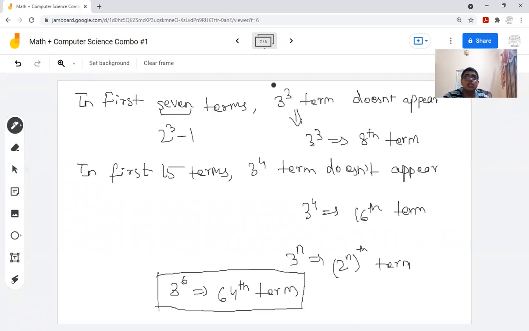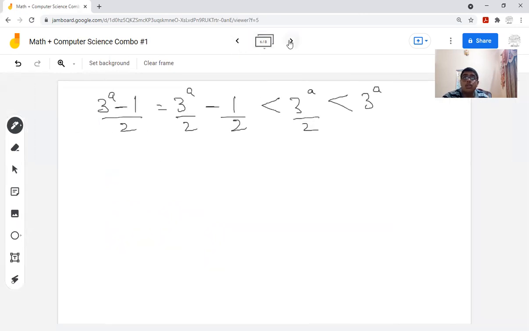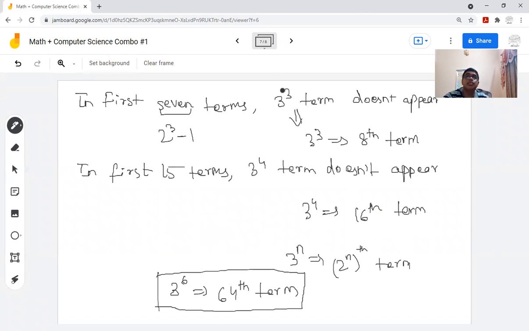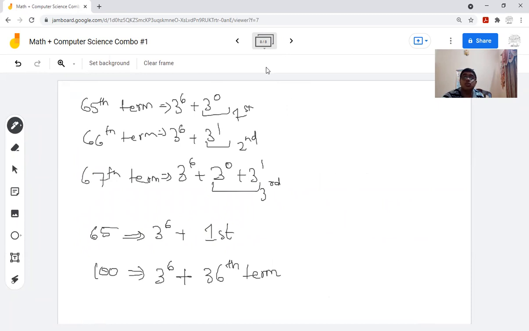So, how do we find the 36th term? Do we know something about the 32nd term? We just now saw that 3 power 5 is the 32nd term, 2 power 5. Given a term, we need to look at that power of 2 which is closer to it, and that's 32. So we have the 32nd term to be 3 power 5.